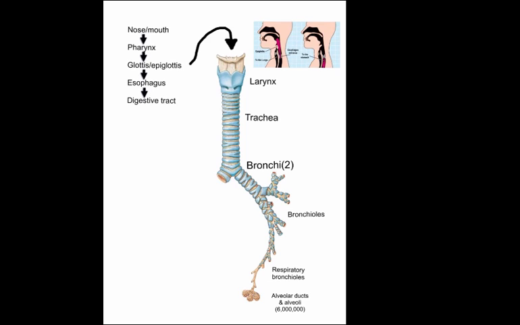Most of the gas exchange occurs across the alveoli, which are these sacs at the bottom here. But there is some gas exchange across the respiratory bronchioles and the alveolar ducts. But again, most of it occurs across the alveoli.